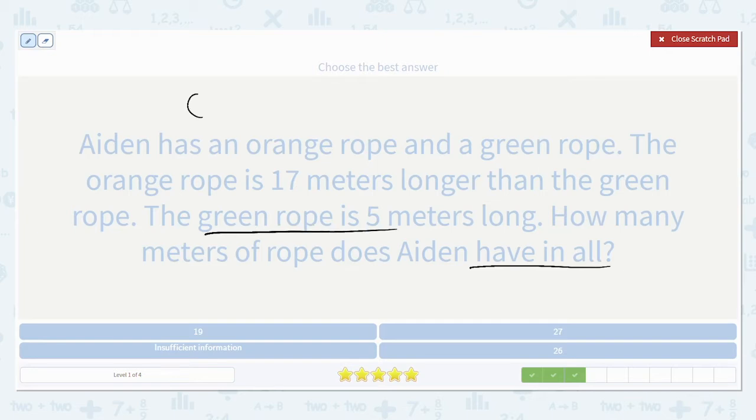It tells us that orange is 17 meters longer. Longer in this case means we're going to add, 17 to the green rope, which is 5 meters long. This means the total length is 22 meters for the orange rope. Then we have to make sure to add that to the 5 meters for the green rope to get our total. So 22 plus 5 is 27 meters.